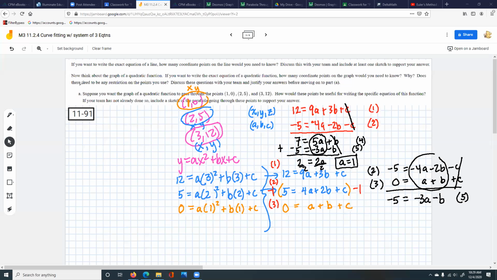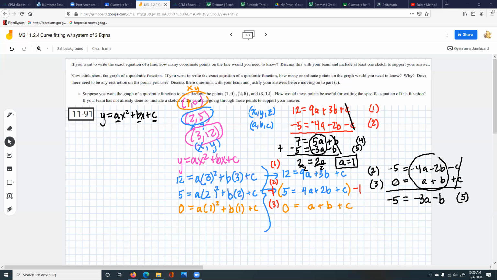So we solved one of the variables. a equals 1. Keep in mind what we're trying to do here. y equals ax squared plus bx plus c. We just found a. Now we need to find b and c so that we can find the equation of the parabola that goes through these 3 points. So next would be easiest to find b. I could use either equation 4 or 5 to solve for b. I'm going to choose 4 because it has positives.